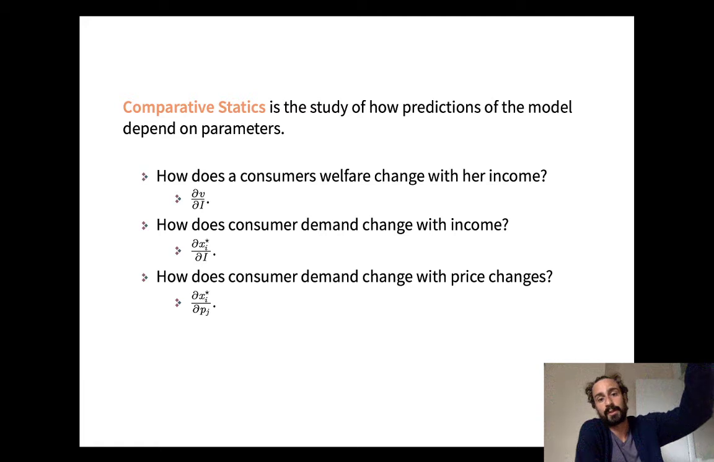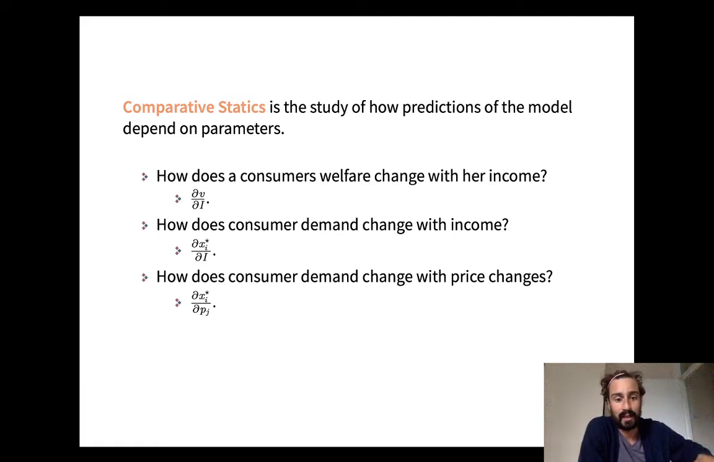If the income goes up, does the consumer get better off or worse off, etc., right? And we could have the same kind of thing with how does her income affect her demand, right? The demand given by this Walrasian demand. Right now we're talking about just Walrasian demand, not the compensated or Hicksian demand.